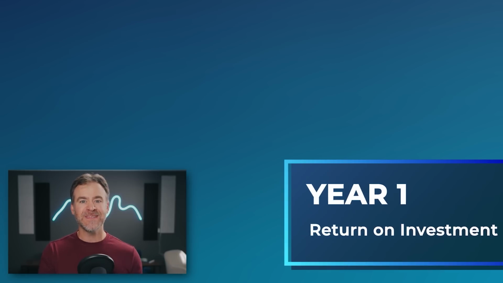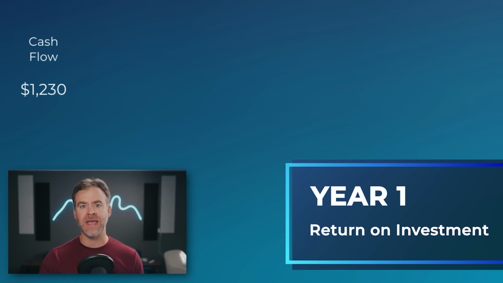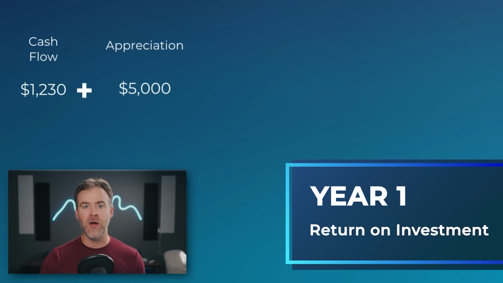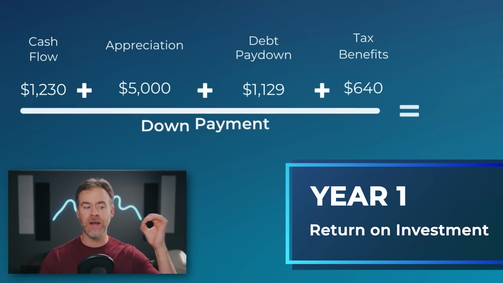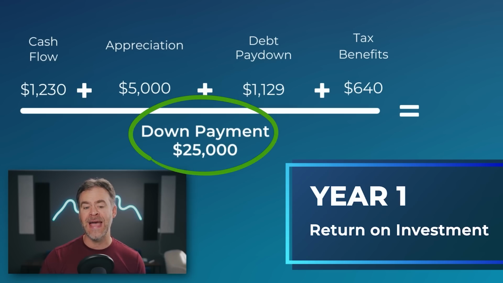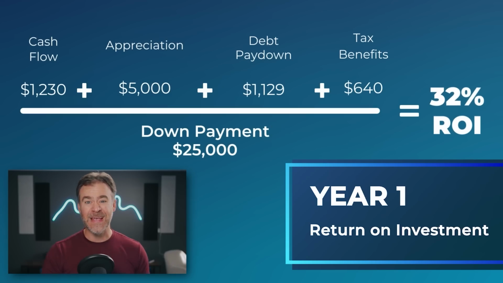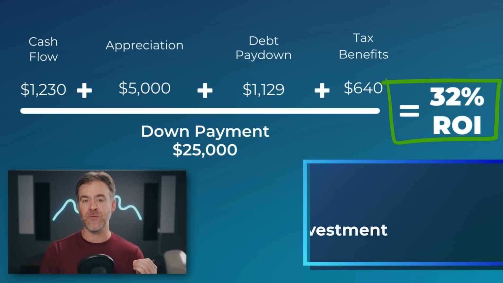So this is a very simplistic example of a year one investment on a property. In the first year, you'll make about $1,200 in cash flow, then $5,000 in appreciation, about $1,100 in debt paydown, and $640 in tax benefits or depreciation. Now, this is the numerator on the equation here. And let's say I put $25,000 down on this property. Great, well, that's my year one return. And as you can see on the screen, I'm making about 32% return on my money in that first year.